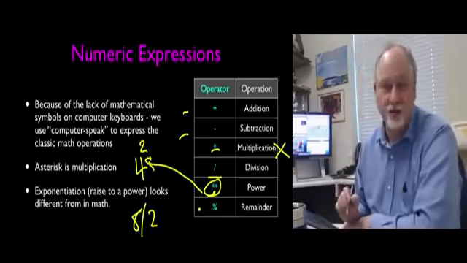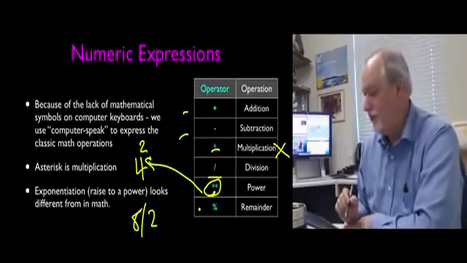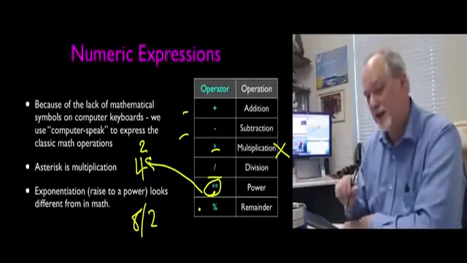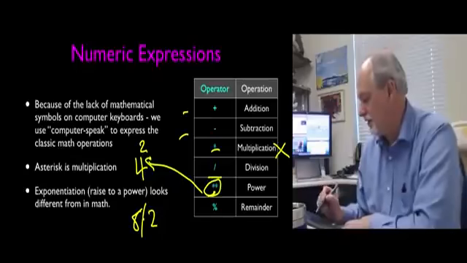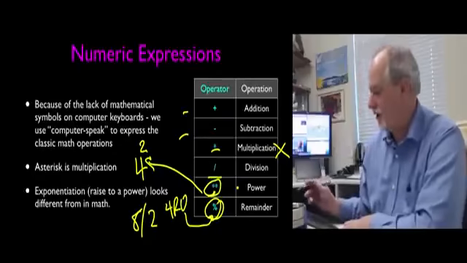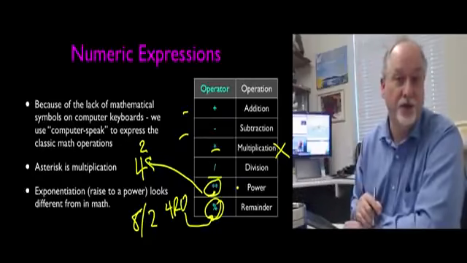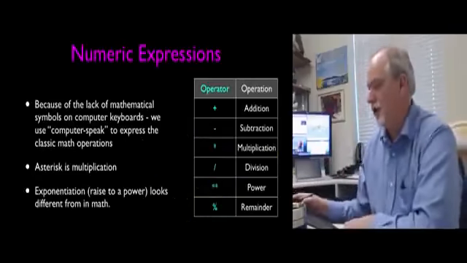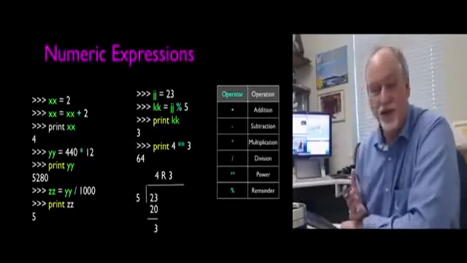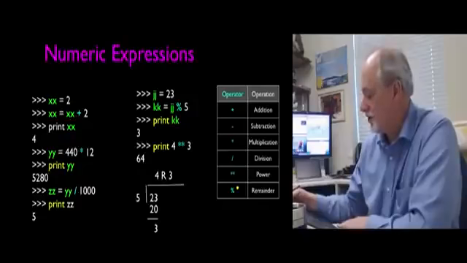Raising something to a power, like 4 squared, uses the double asterisk. And then remainder: if you do a division, it gives you the remainder rather than the quotient. So 8/2 is 4, remainder 0. So the remainder is what you get with this particular operator. There are a few cool things we can do with remainder that we won't talk about right away, but it's there. And so here's just a couple of sample expressions.